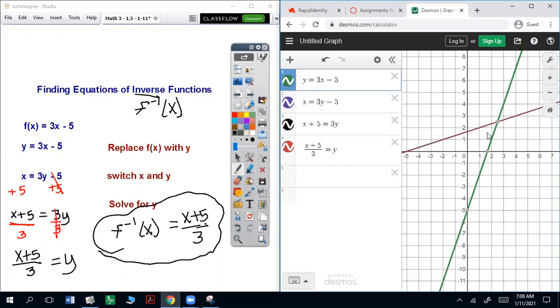The inverse function and the original function are going to be symmetric, and they're always going to be symmetric over the line y equals x. So if you graph the diagonal line y equals x, you will notice that these two graphs are basically mirror images of each other over that line.